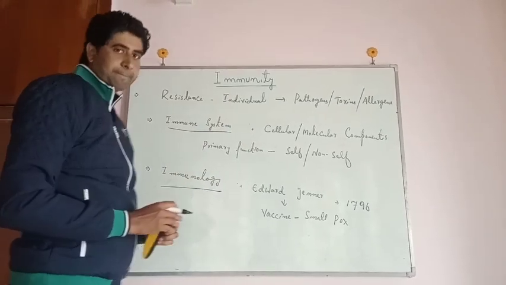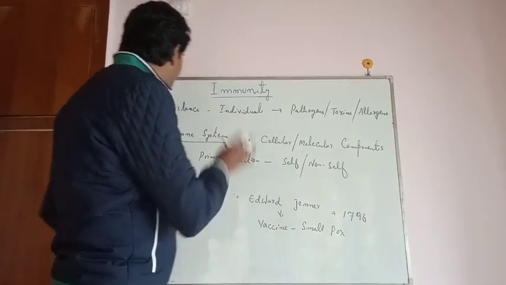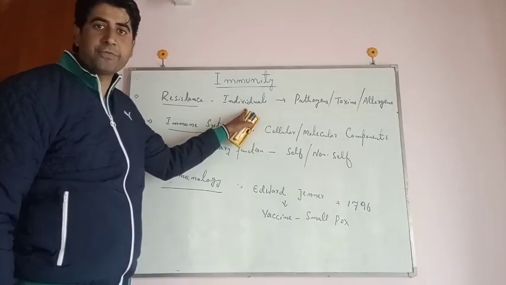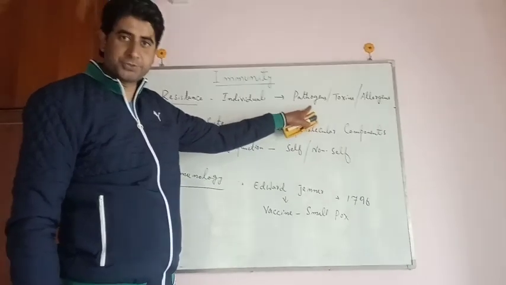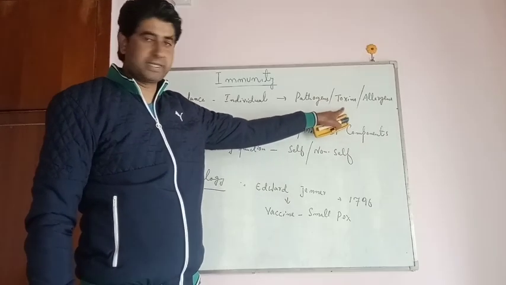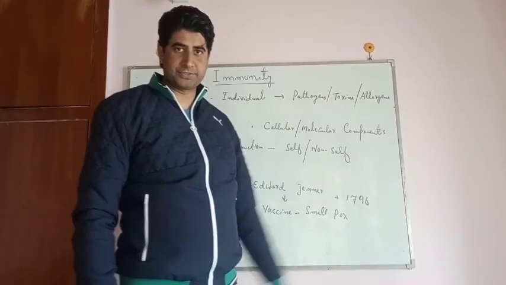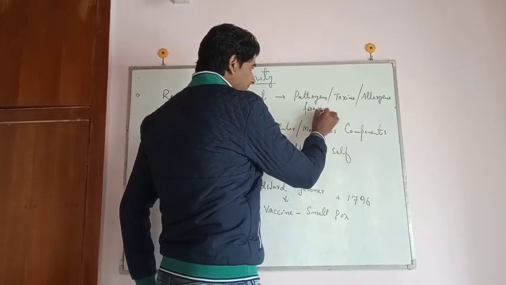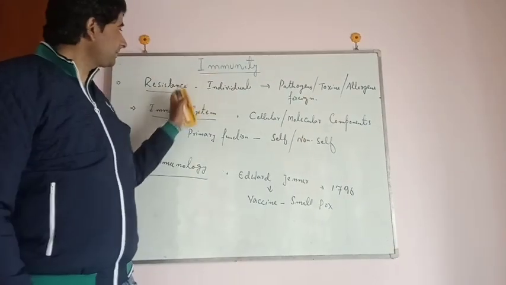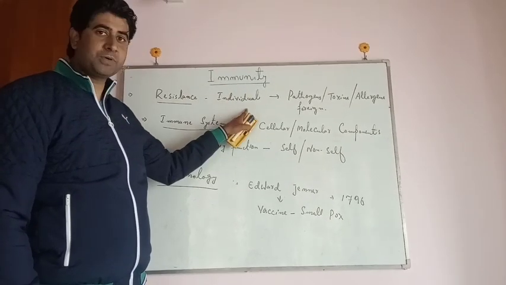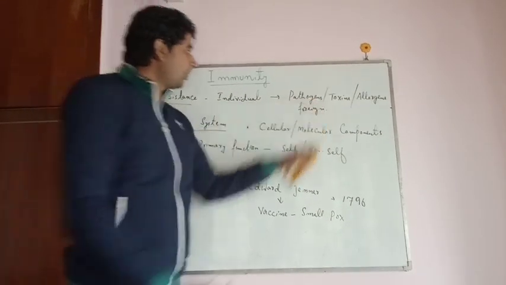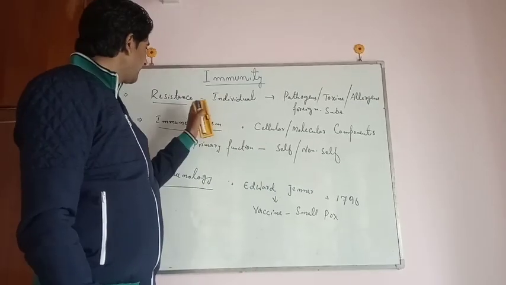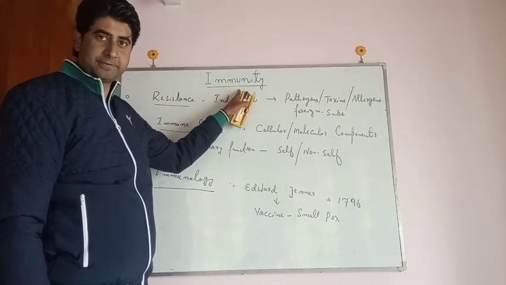Immunity का मतलब क्या है? Immunity means the resistance that is shown by the body of an individual against the pathogens or their toxins as well as the allergens, against the foreign substances. So that resistance which is shown by the individual against the pathogens or foreign substances or toxins or the allergens, so that resistance is termed as the immunity.